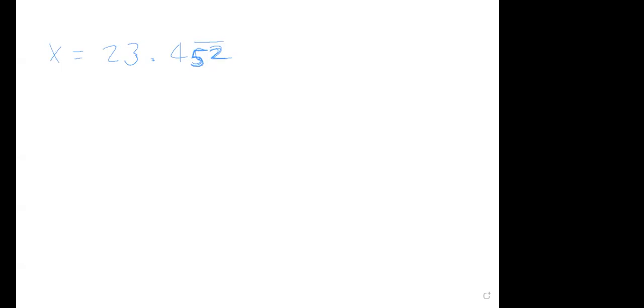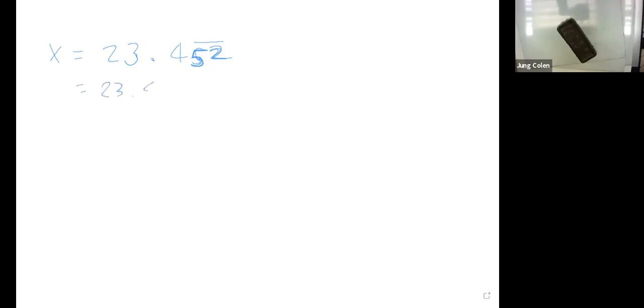Okay, so help me out. What would you do? This is the same as 23.4552525252 and so on, right? So we know that this has to be in the decimal places. There we go. So 10x is equal to, I'm going to write this down here, 234.52552, and so on.